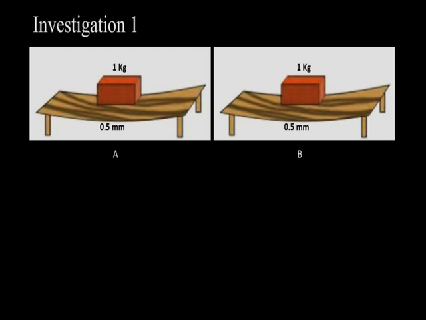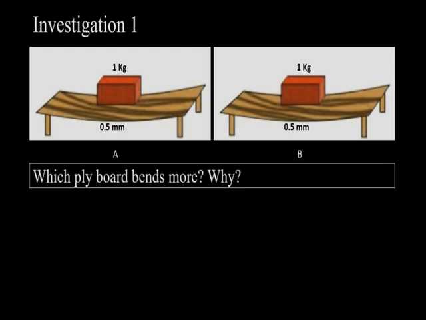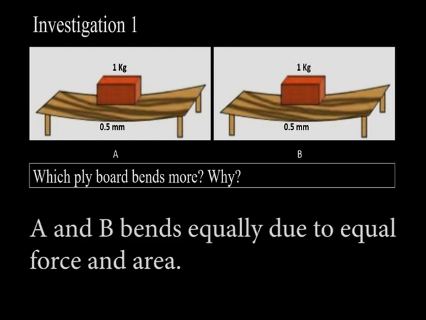Is there any difference that you observe here? So thickness of the plywood is same, the mass of the brick is same. So let's look at which plywood bends more and why. This is the question. Since everything is same there, area of contact is also same, the force is also same, so A and B bend equally due to equal force and area.